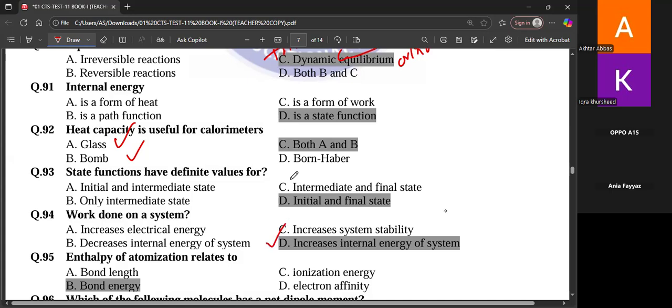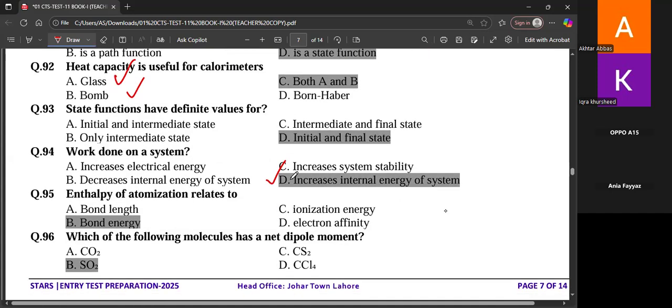Enthalpy of atomization relates to the bond energy. What is enthalpy of atomization? When an element, for example Cl2, is converted into atoms, we can say that the energy required to break the bond, this is called enthalpy of atomization, so it relates with beta option.